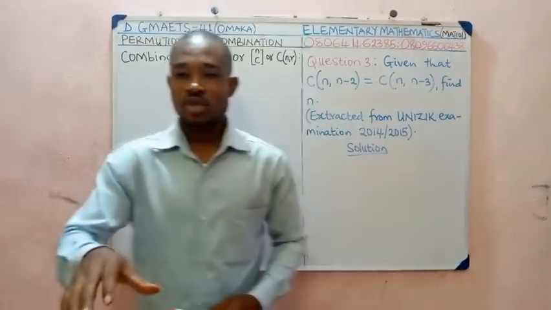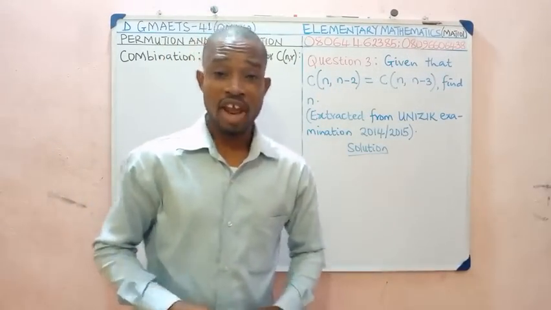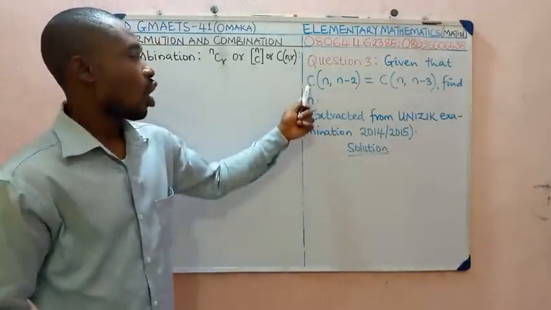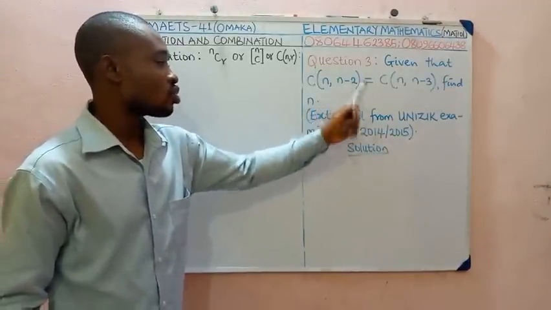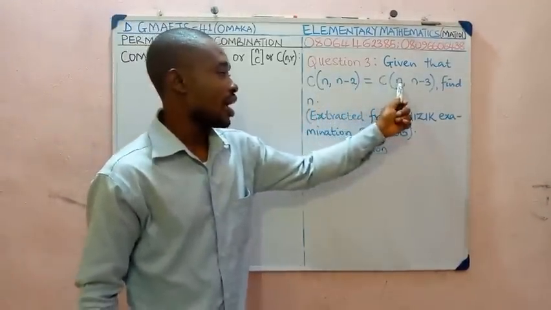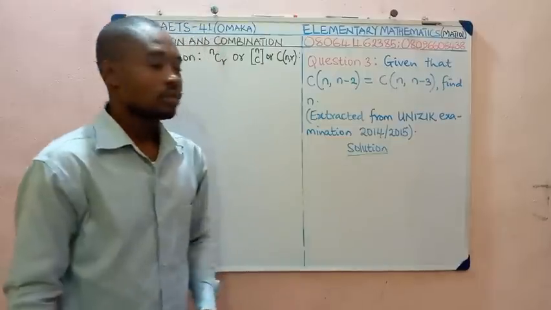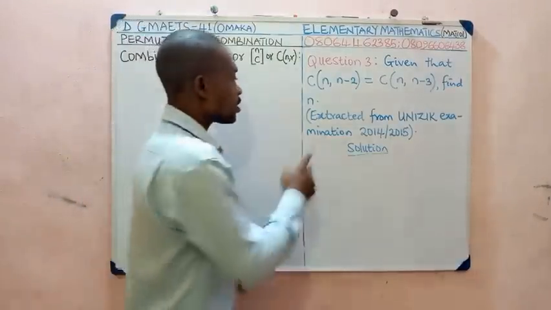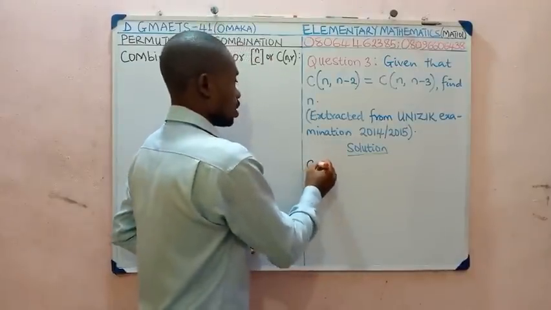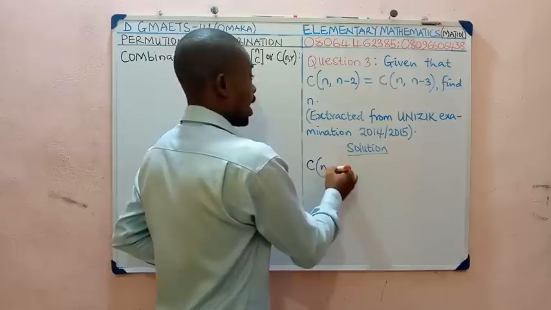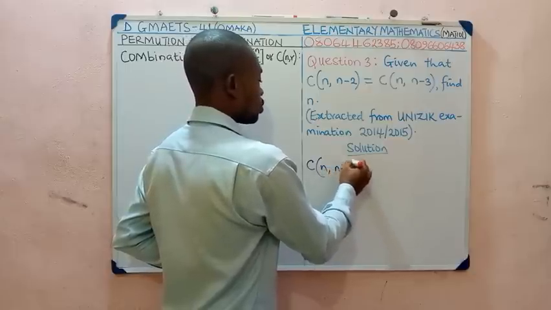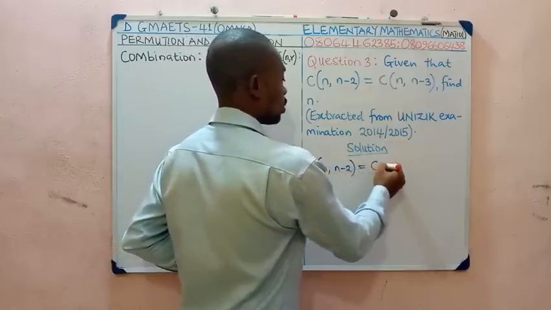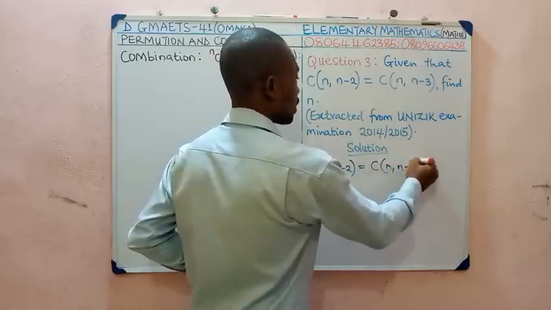In our next question, we are to determine the value of n, given that combination n, n minus 2 equals combination n, n minus 3. So we'll find the value of n in this case. Right, so let's see how we approach this question. Combination n, n minus 2 is said to be equal to combination n, n minus 3.